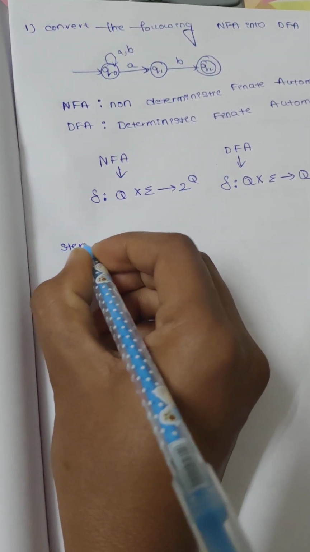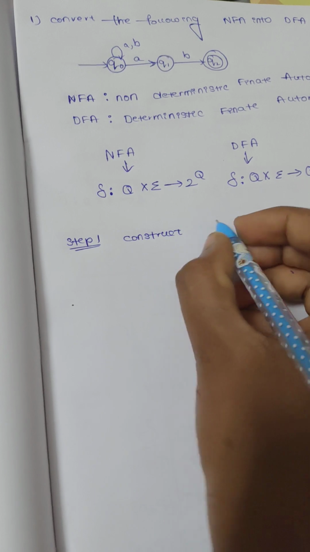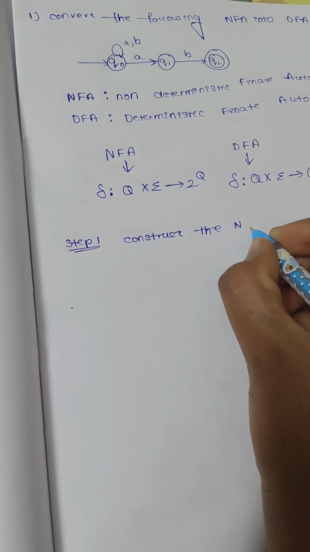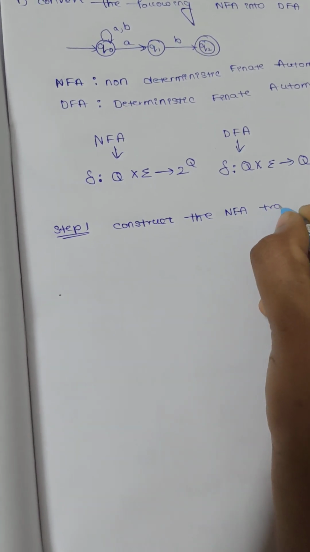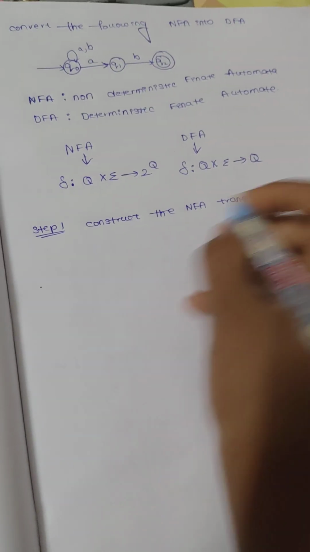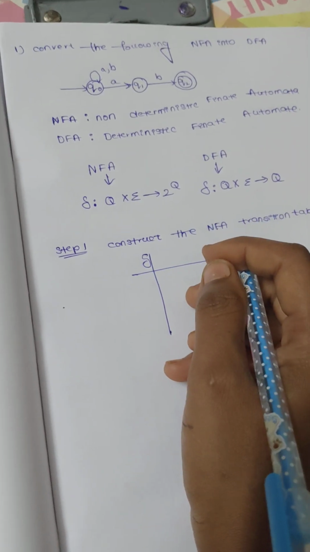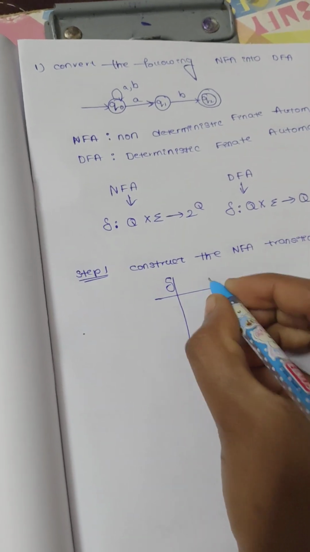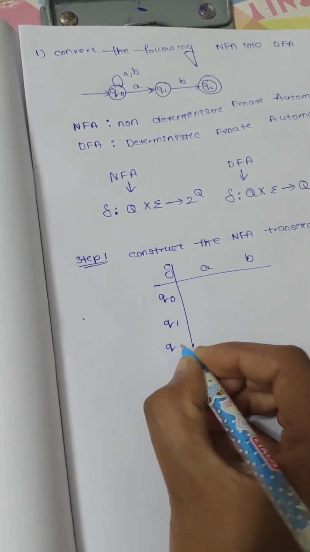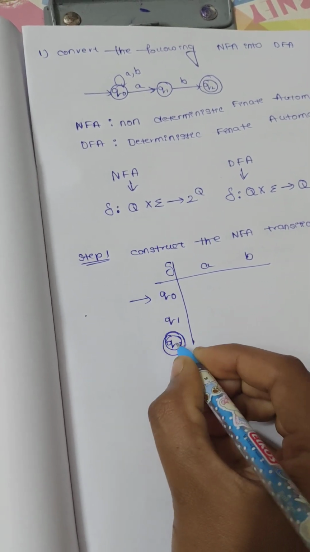Step 1: construct the NFA transition table. This is the transition symbol, A, B are the input symbols, and Q0, Q1 and Q2 are the states, and this is the initial state and this is the final state.